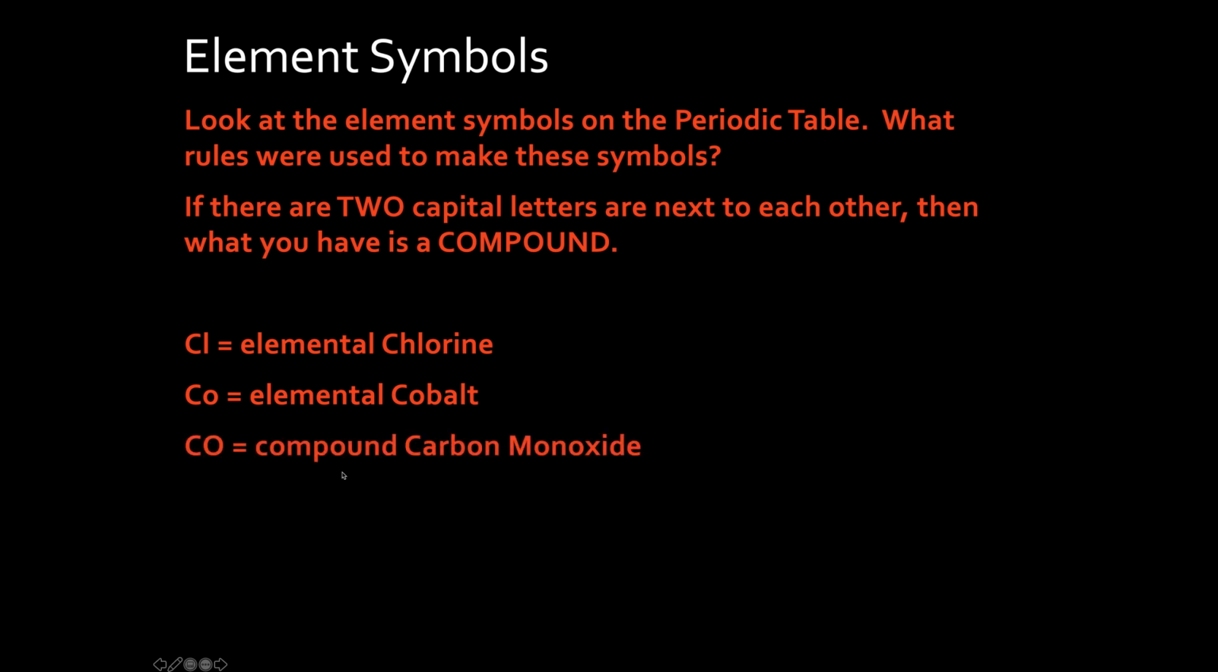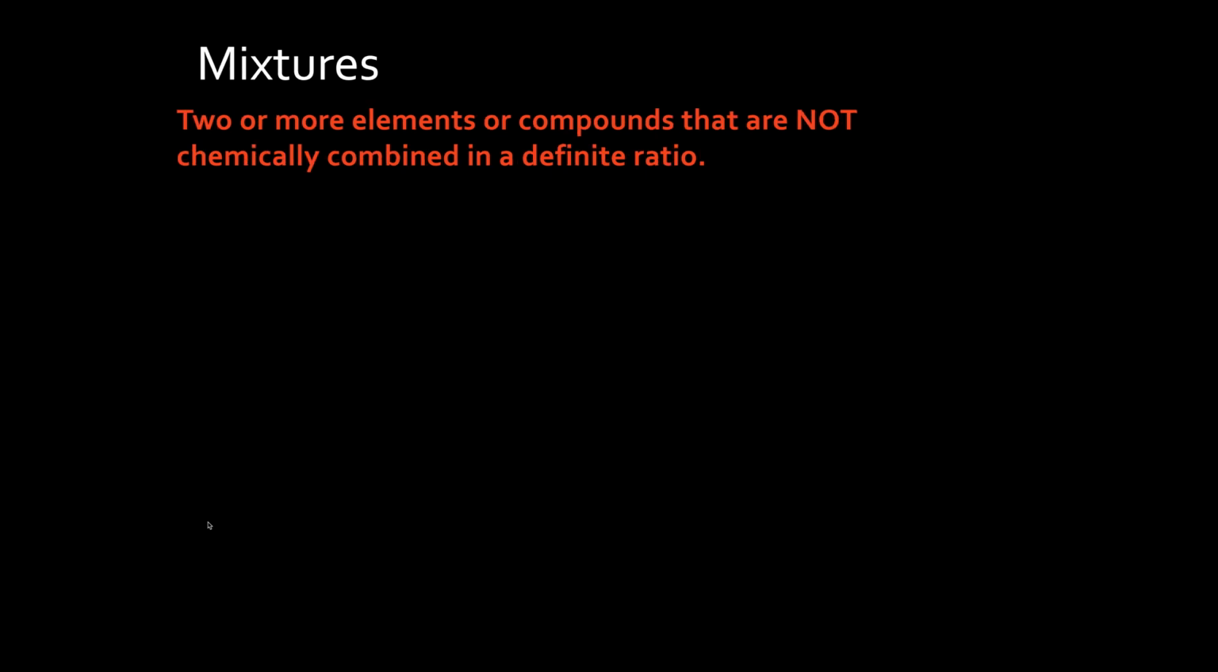But if we have capital C and capital O, that's a compound. That's made of carbon and oxygen. It's called carbon monoxide. So if you can't break it down into simpler substances, it's an element. If you can break it down into simpler substances, then it is a compound.